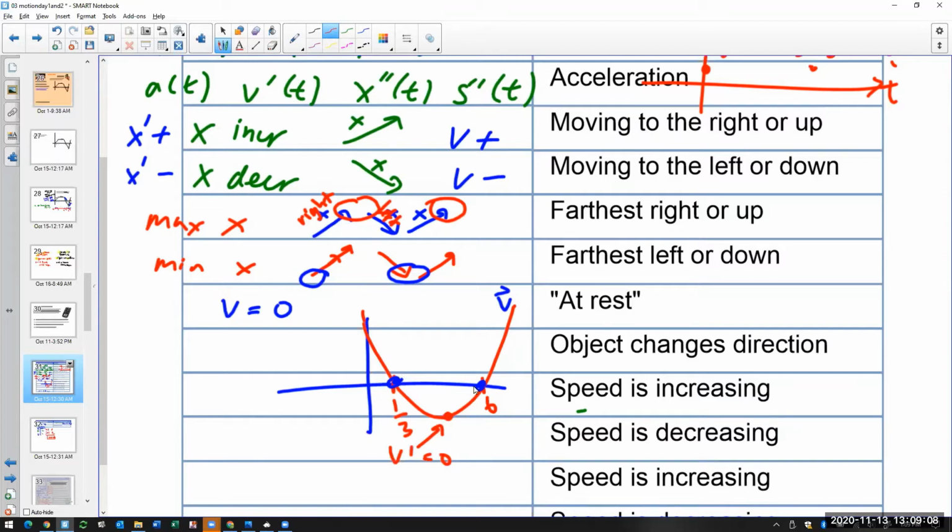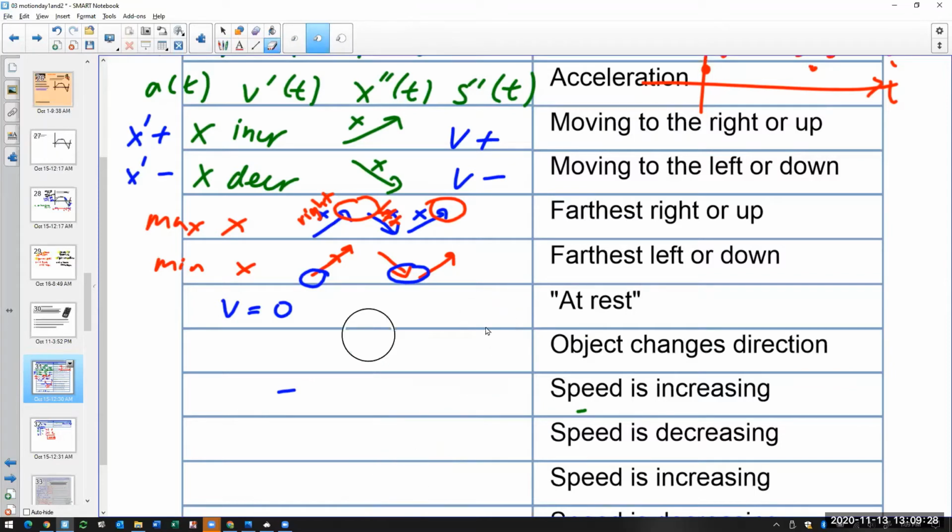But a lot of students, instead of giving me minimum V, are giving me minimum speed. Does that make sense? Minimum speed is when V is equal to 0, but that's not what minimum V is, because V has signs, right? So minimum V is just draw your V and go grab the lowest point that you can grab, and it can be negative.